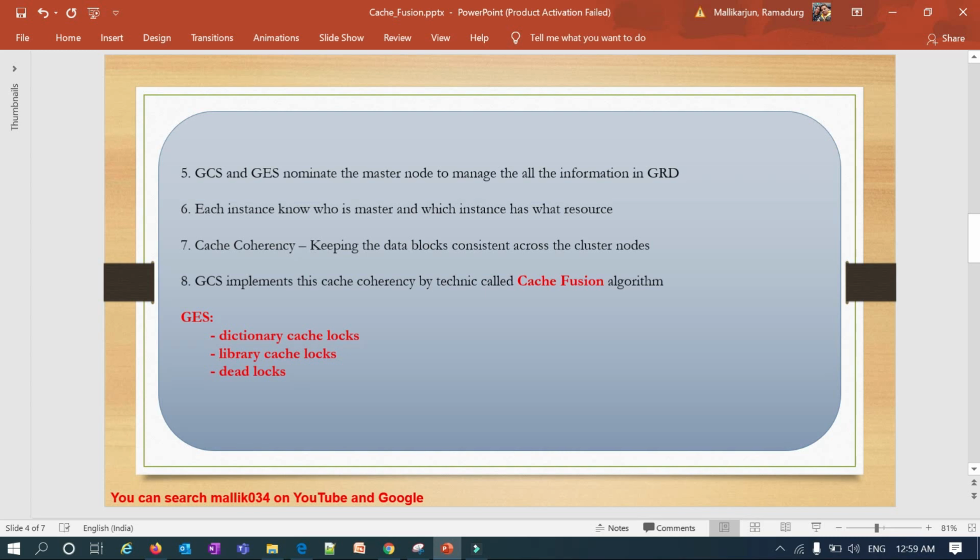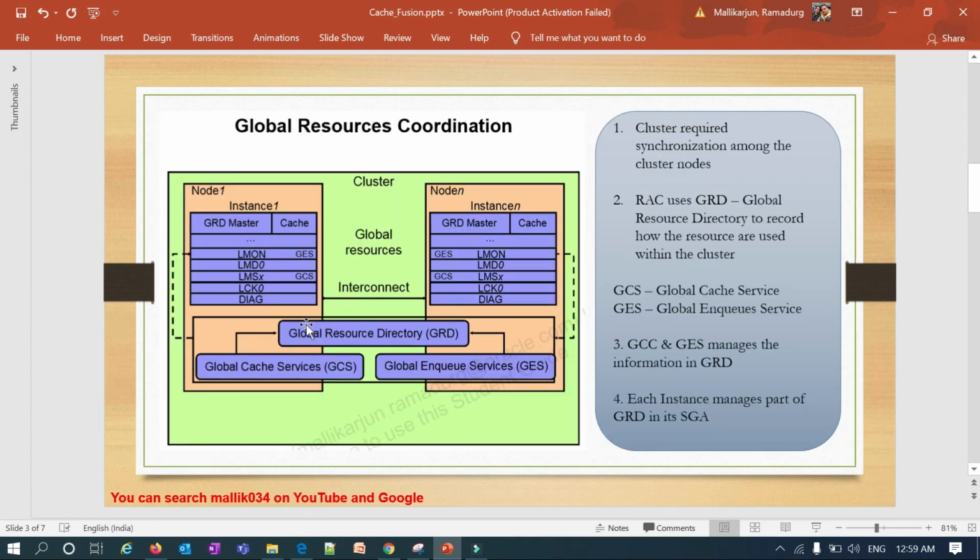You can see the fifth point: GCS and GES nominate the master node to manage all the information in GRD. Suppose this is my GRD table, and either node 1 or node 2 will be nominated as the master node. Who will nominate the master node? My GCS and GES will nominate. Node 1 is going to be the master node, and this node 1 is going to manage my GRD table.